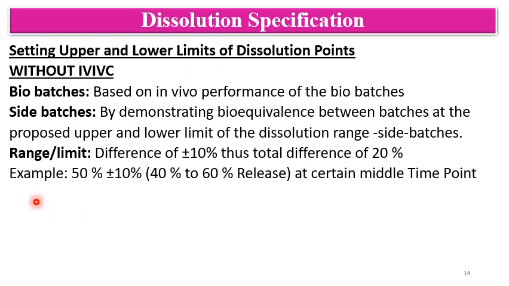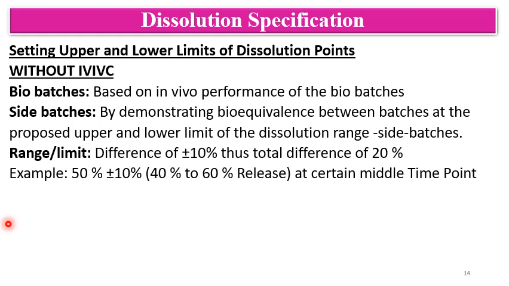Then how the limits are set for dissolution and the dissolution ranges. So if you have IVIVC, then based on the IVIVC, the ranges can be defined. But if the IVIVC for the formulation is not available, then based on the bio batches dissolution, the specification can be designed. Then side batches can be taken into consideration for the upper and lower limits.